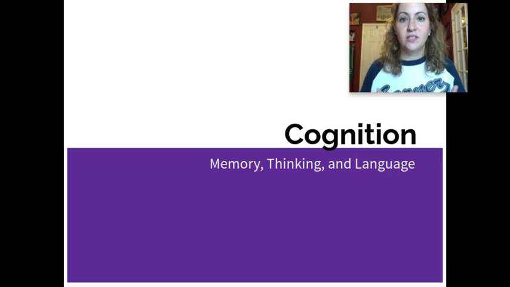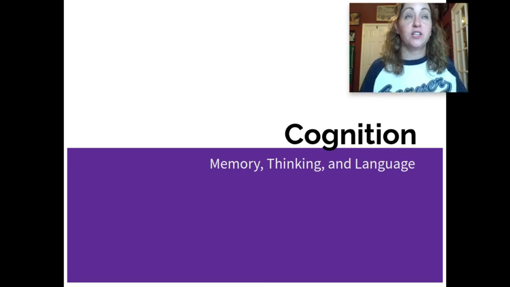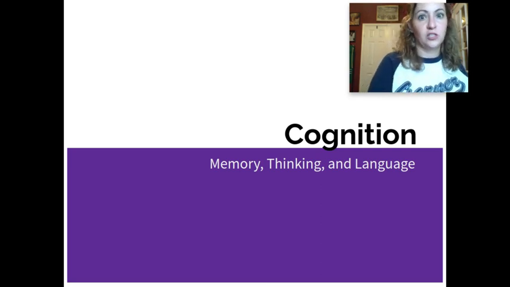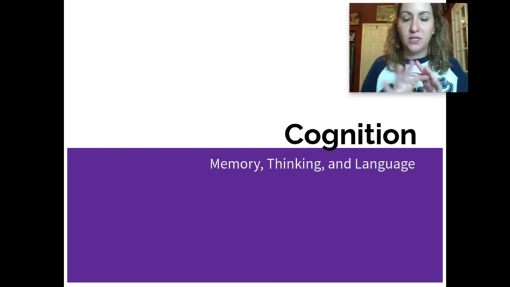They used to have intelligence as its own separate unit, but this year is the first year that they decided to teach intelligence with cognition. I haven't married those two PowerPoints together. They're going to be separate, but just know that that is all within the same unit.